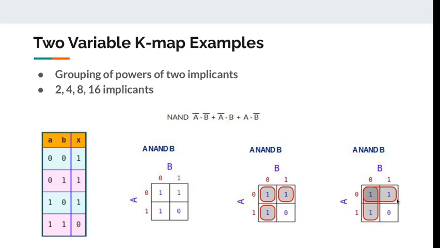That's going to be a complement of A, or complement of A and complement of B, or the complement of B. And that's basically what's happening here, right? Is the NAND gate.